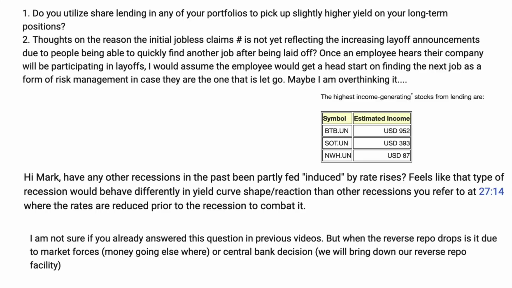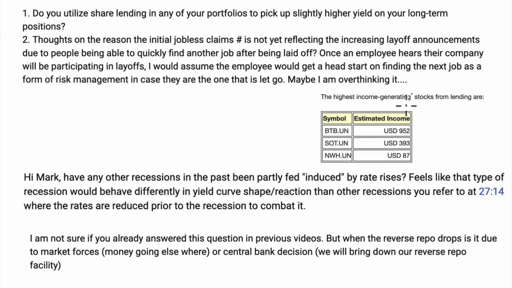Do you utilize share lending in any of your portfolios to pick up slightly higher yield on your longer term positions? Yeah, I have elected for it, and you can. There's a feature in IB for stock lending where it will scan your portfolio and determine whether or not you qualify based on how long you tend to hold things. If you have high portfolio turnover, chances are you're not going to qualify. And then it'll look at what you have and determine what are the highest yielding stocks.